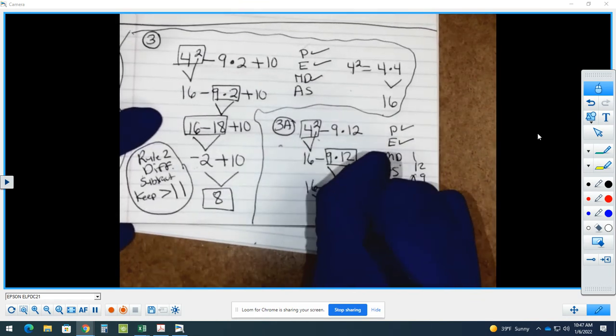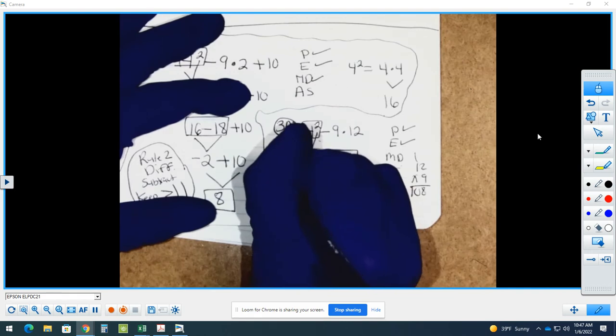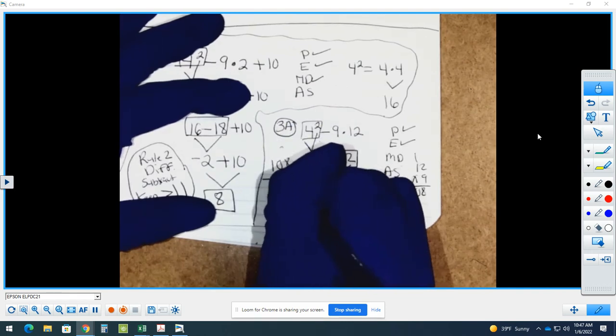Just by seeing that, what type of answer are we going to get? We're going to get a negative because we're subtracting 108. We're subtracting more than what we have. Okay? So 108 minus 16 on the side.